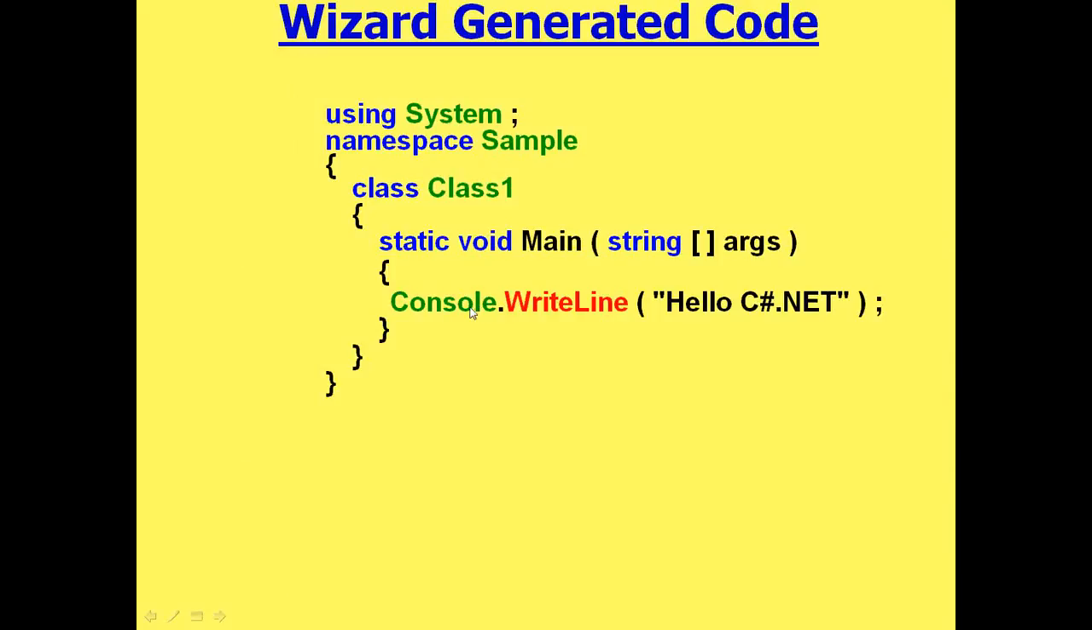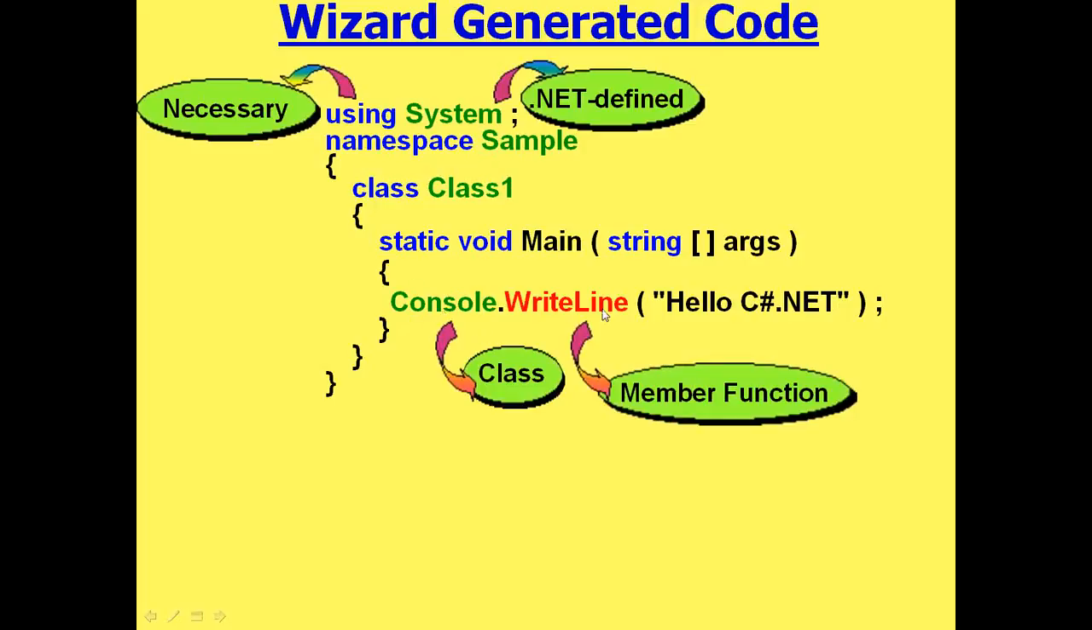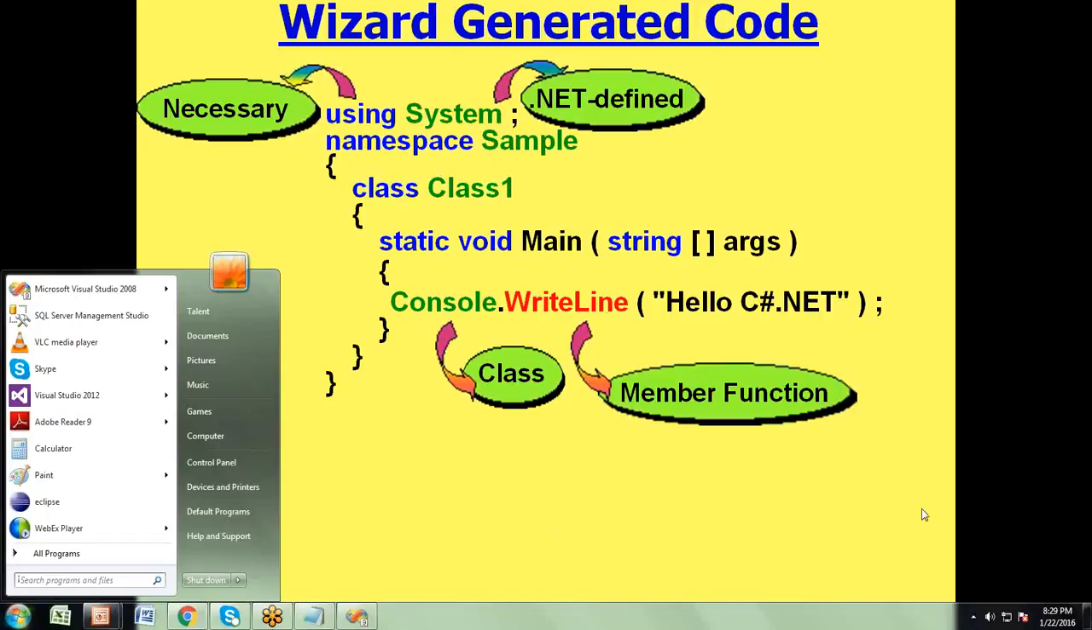Console is actually the name of a class, and WriteLine is the name of the member function. So in C#.NET, if you want to print a message, we can go for Console.WriteLine. Console is the name of the class, and WriteLine is the name of the member function.